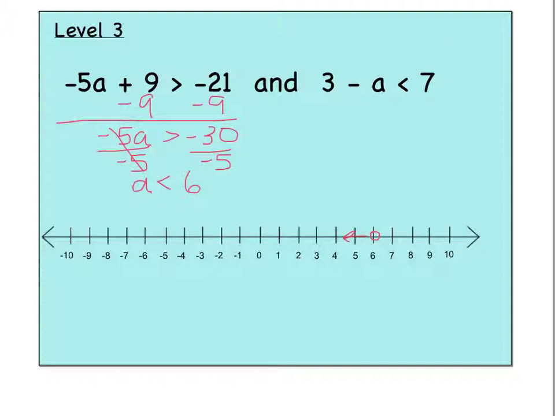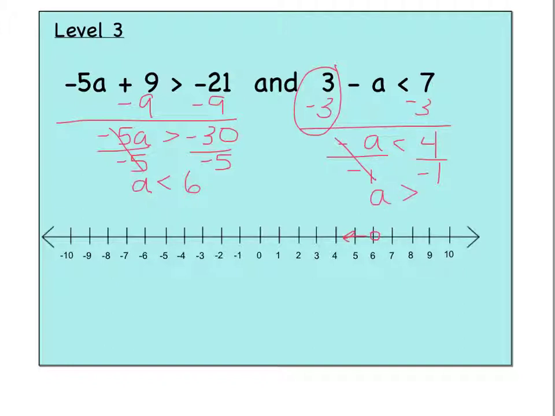Here I've got to subtract 3 from both sides. Got -a, don't forget that that's a -a is less than 4. Divide by -1. What happens when we divide by a negative is we have to switch our inequality sign. So a is greater than -4. So because it's and, it's this in-between section right here.